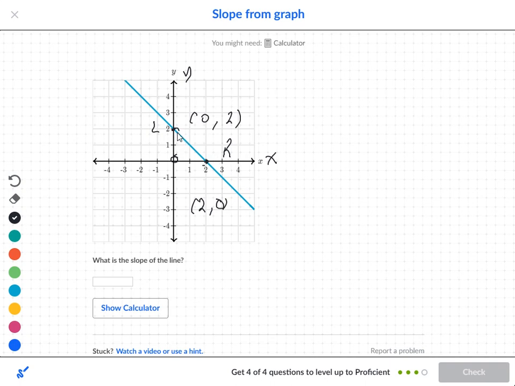Okay, we're going to go down 2, so we go down the line here, so that's a negative 2. And now we're going to move to the right 1, 2. So now we go to the right 2. Now negative 2 over 2 reduces down to a negative 1.